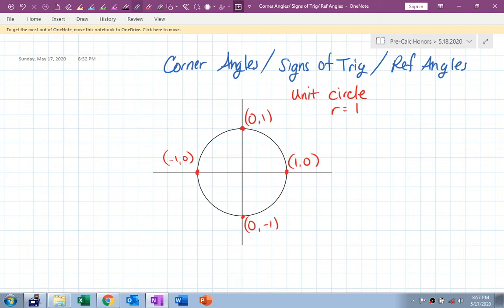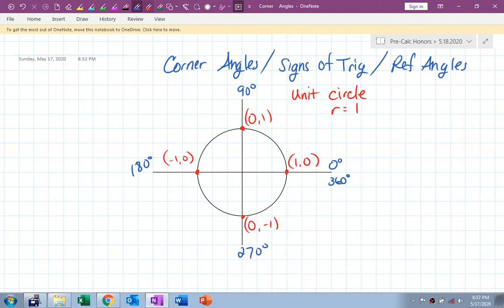But remember, I don't know if it was last week or the week before, I talked about the angles. If we're on the x-axis here, that's 0 degrees. If we're up here, this is 90 degrees. This is 180 degrees. This is 270 degrees. And 360 is the same thing as 0.